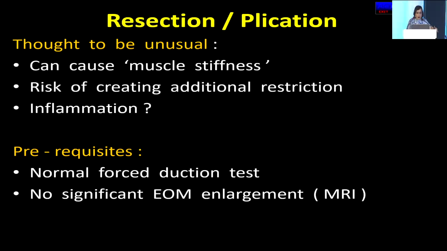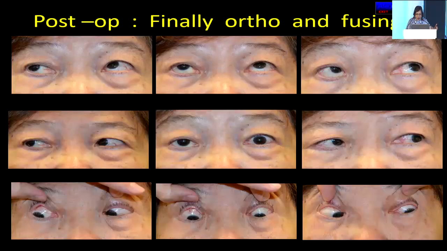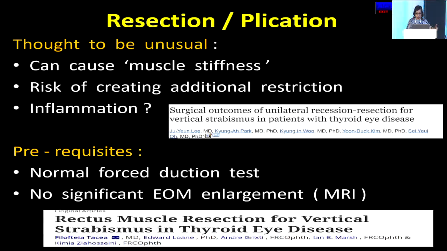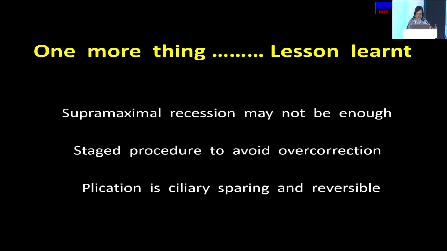Resections and plications in the past were thought to be unusual and not to be done in patients who had restrictive myopathies, because in some ways we were causing more muscle stiffness, maybe creating additional restriction, more inflammation. But it is now being practiced more and more. We have a lot of publications talking about unilateral recess, resect, and plication. The only two prerequisites we need to look at are to have a normal pre-op duction test and to make sure that there's no significant muscle enlargement of the targeted muscle which you are plicating.